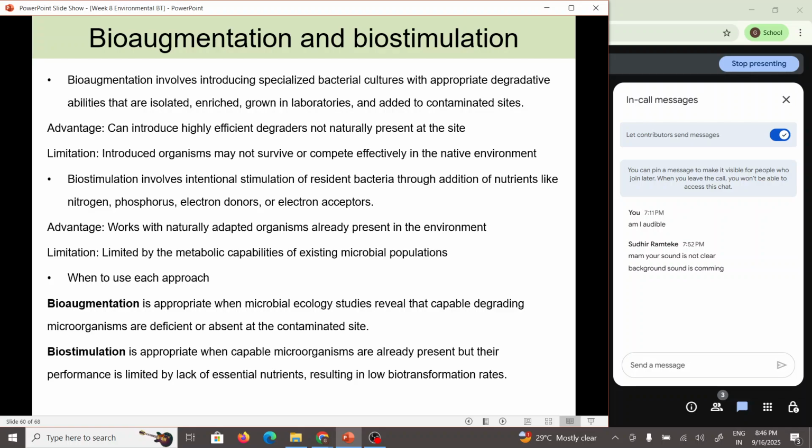The advantage is that it can introduce highly efficient degraders that are not naturally present in that site. And the limitation is that the introduced organism may not survive, or may not be completely effective, or compete effectively in the native environment.